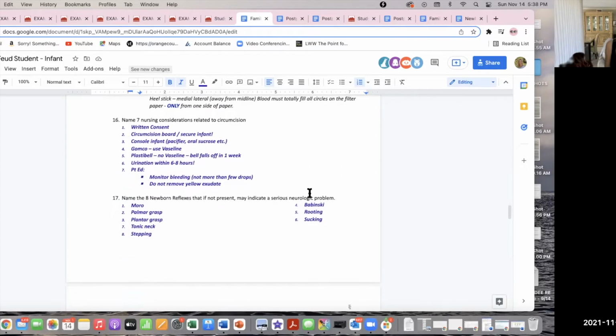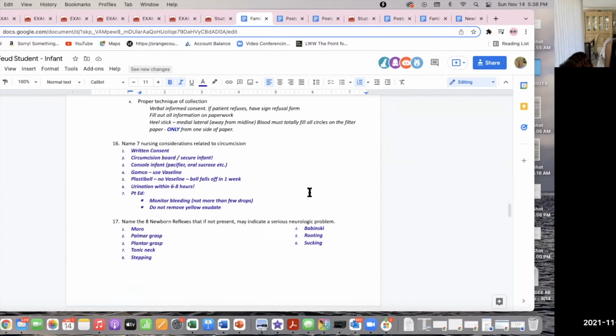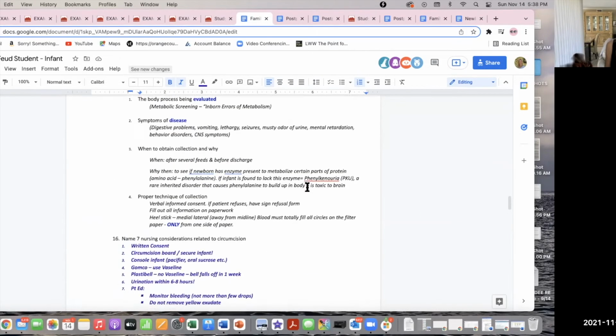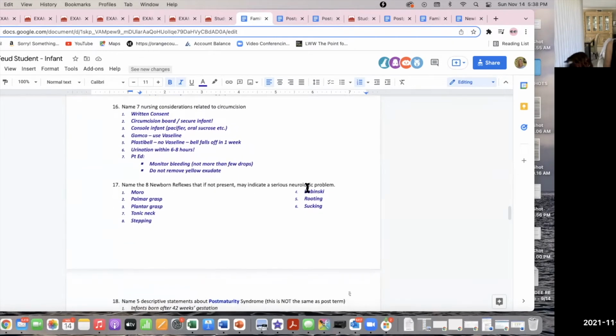Okay, name 7 considerations related to circumcision. Okay, and all that, I'm skipping through some of it, but you guys do need to read through it. So obviously we need a written consent, a circ board. You must secure the infant, console the infant, pacifier, oral sucrose, the GOMCO, what you're going to use, Plastibell, what you're going to use or not use, what happens with that.